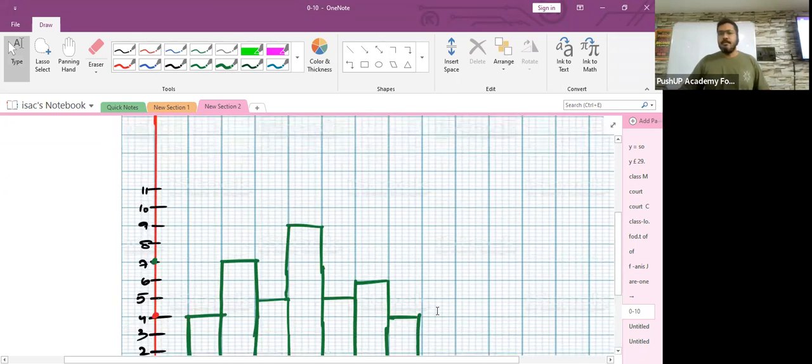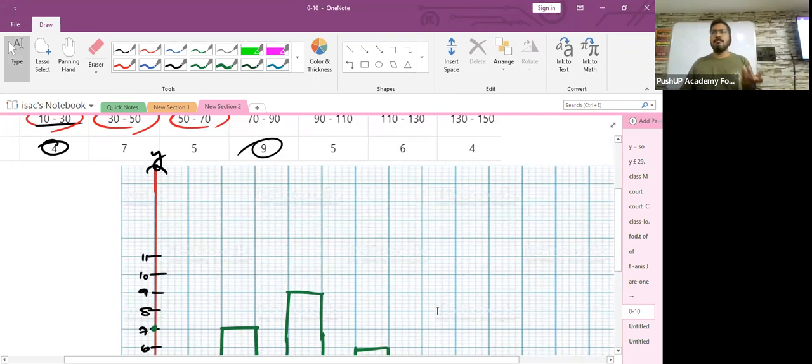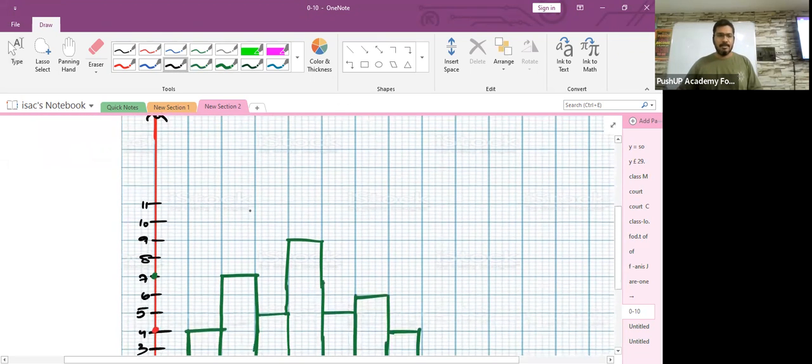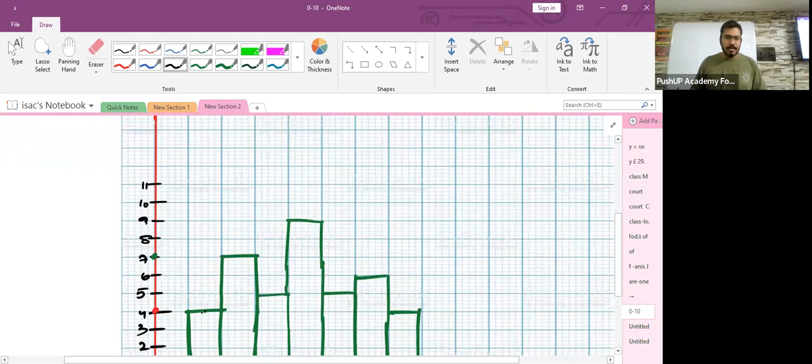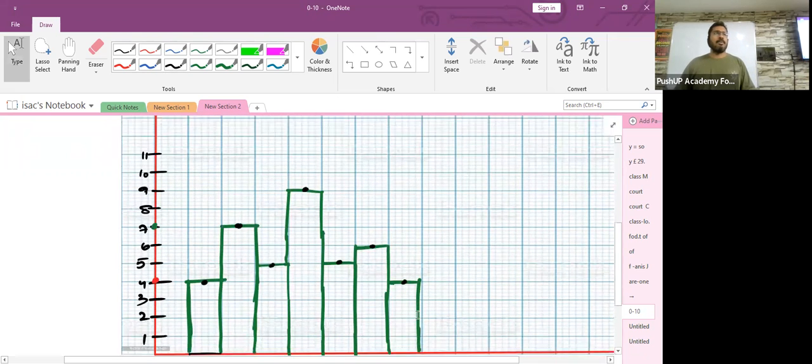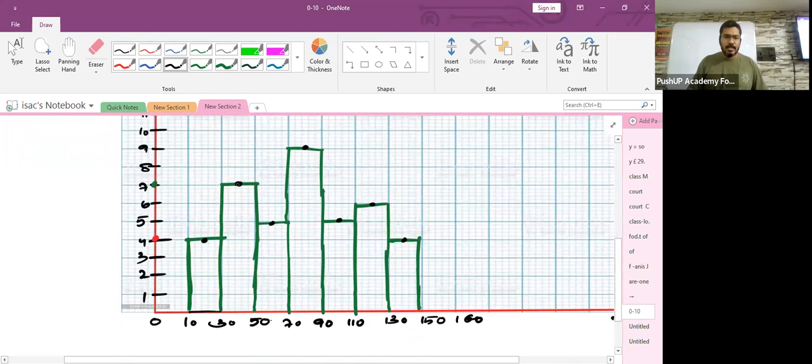Okay. Fine, children. Now, shall we draw the frequency polygon also? A very easy job for everyone. Just take the midpoints, children. This is the midpoint. Midpoint. Midpoint. Okay. Let's connect all the points to each other. 1, 2, 3, 4, 5, and 6.